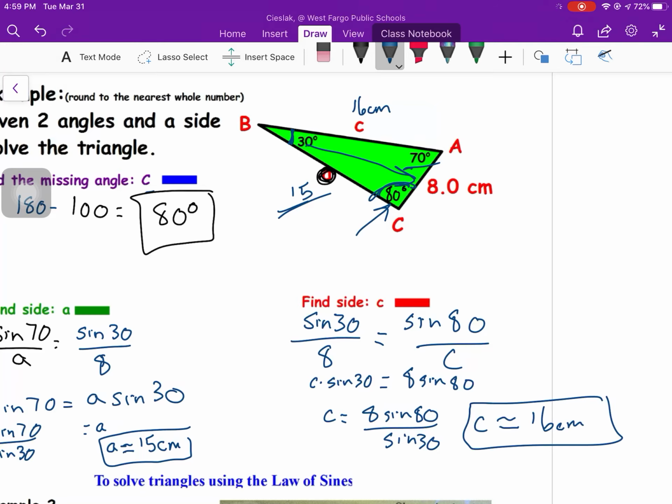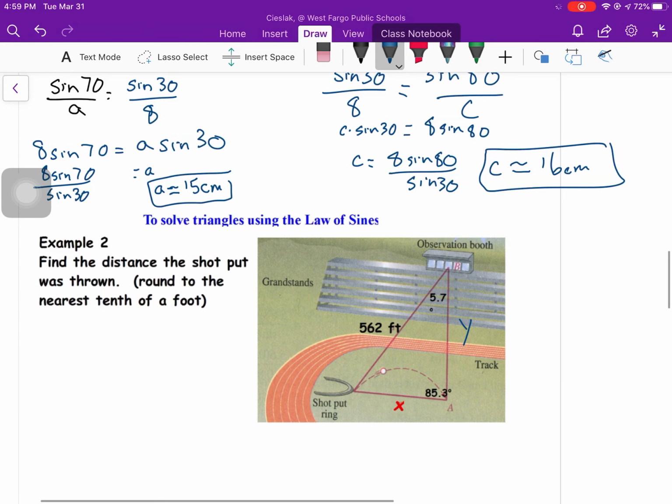Now here's a good thing to always check. Remember, the angle that is largest, the side opposite should be the biggest. Checks out here. Okay, so we're in good shape there.